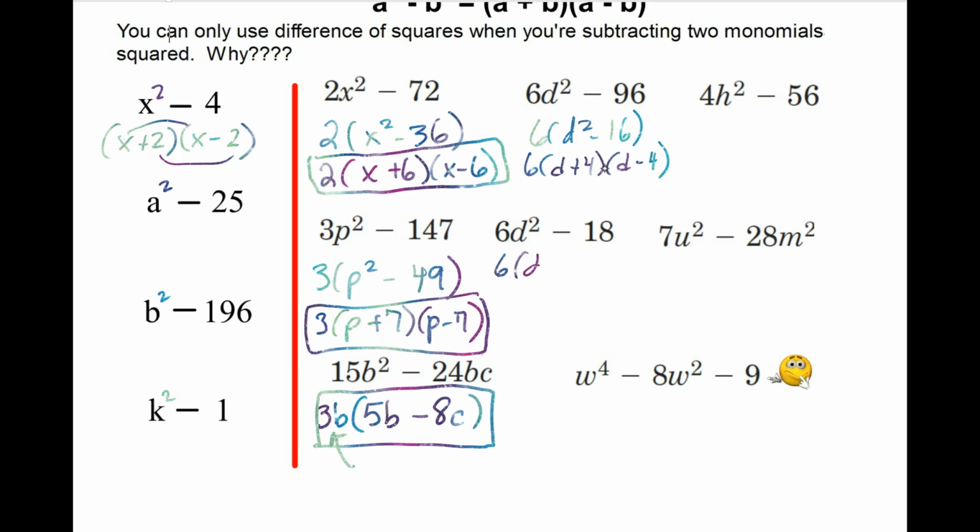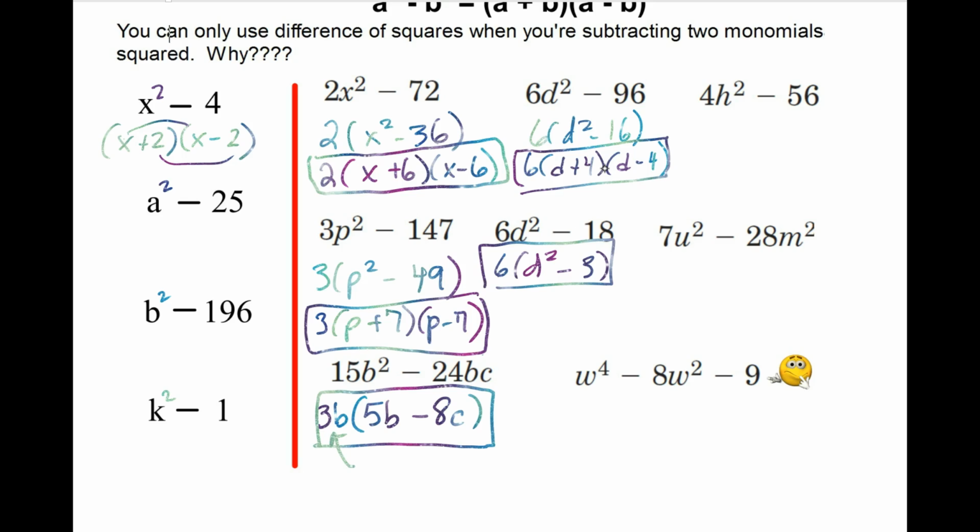Factor out a 6 here, we get d squared minus what? 3. Is this the difference of squares? No, because 3 is not a perfect square. It is not. Okay, so this is not the difference of squares. It is just this: 6 times d squared minus 3.